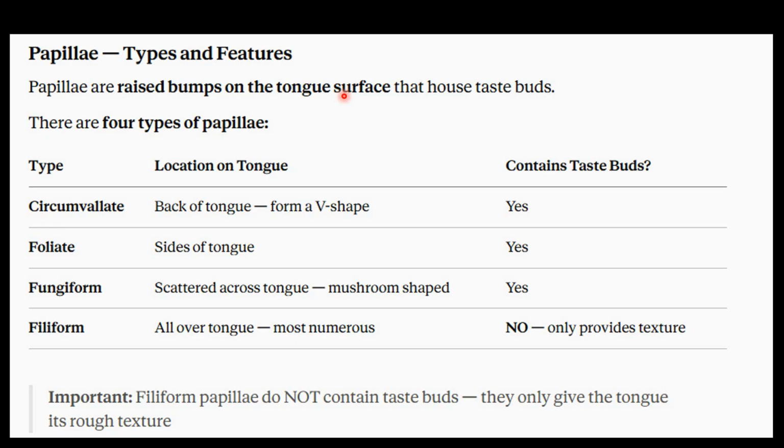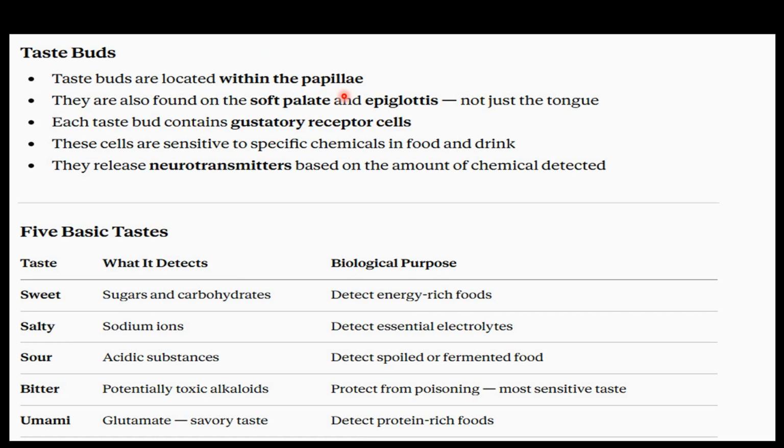So you can simply say it's a filiform because it only provides textures, not the taste. Alright, now we will talk about the taste bud, because we talked about papillae which is present in taste bud, right? So taste buds are located within the papillae.